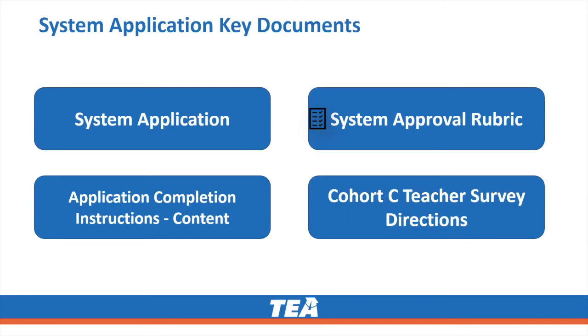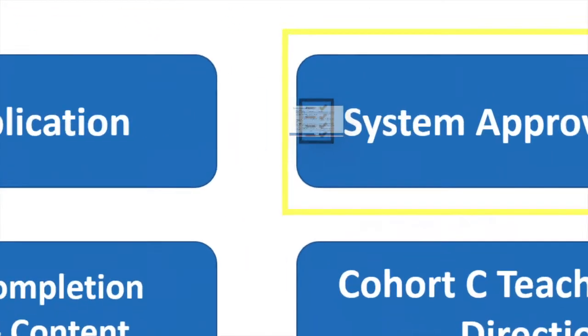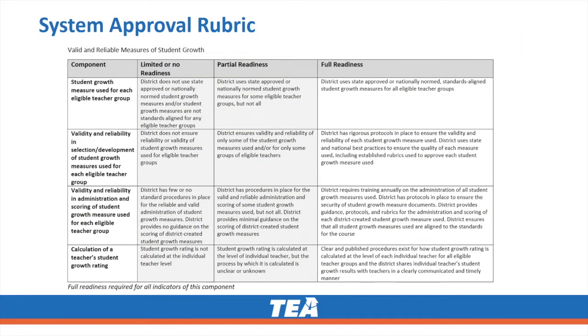The system approval rubric is consistent across cohorts and divided into the same sections of the system application. The first parts are statutorily required components that require full readiness for all indicators. The remaining components are essential, and full readiness descriptors are highly encouraged. For example, valid and reliable measures of student growth is statutorily required, and therefore full readiness is required for system approval.